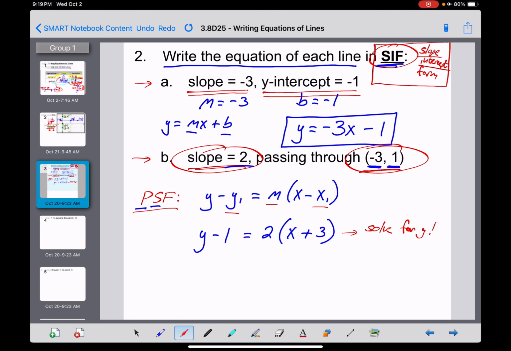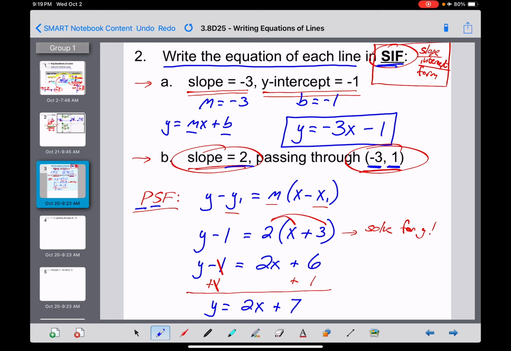So we're going to solve this for y by first distributing that 2. And we'll have y minus 1 equals 2x plus, and 2 times 3 is 6. The last thing we need to do now is add 1 on both sides of this equation. That cancels, and we'll get y equals 2x plus 7. And there's our equation in slope-intercept form, just like we were supposed to do. So that is our answer for example B.